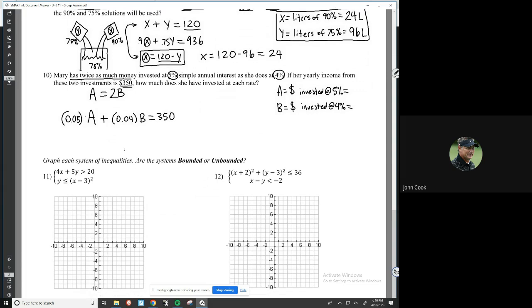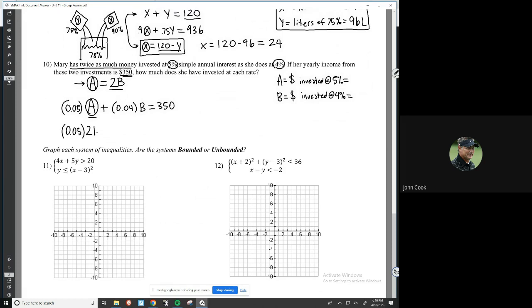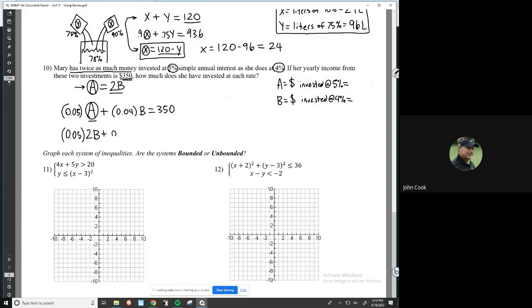All right, so this is a system of equations. Yeah, it's using decimals, big deal. And I've already solved for one of the variables in terms of the other. A is equal to 2B. So I can replace that A right here with 2B. So I get 0.05 times 2B plus 0.04 times B, and that's going to be $350.